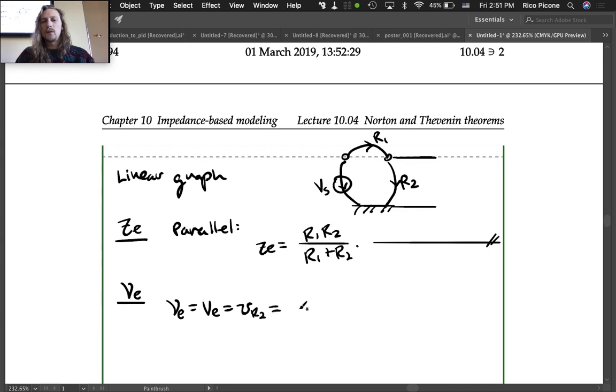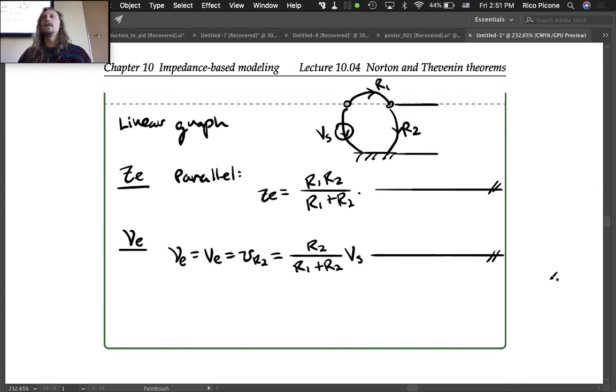VR2. Which we could use, we could go through and write out our full analysis and solve for what the relationship is, but we have this really nice cross variable divider rule, or voltage divider rule, which we're going to use. R2 over R1 plus R2 times Vs. So that's our solution, right? That gives us our VE. So our Thevenin is done.